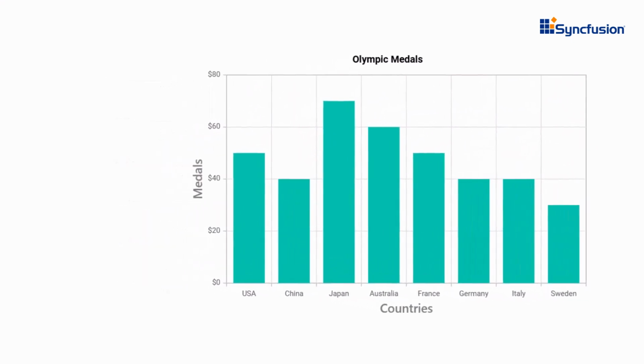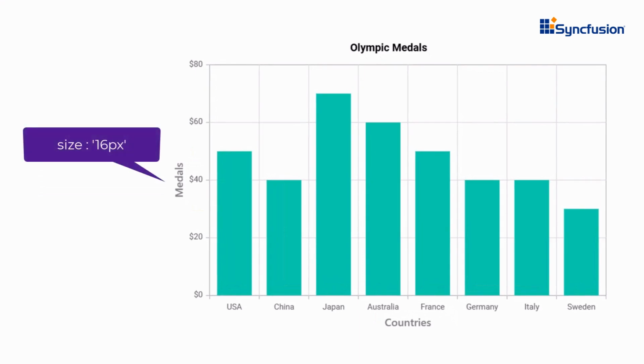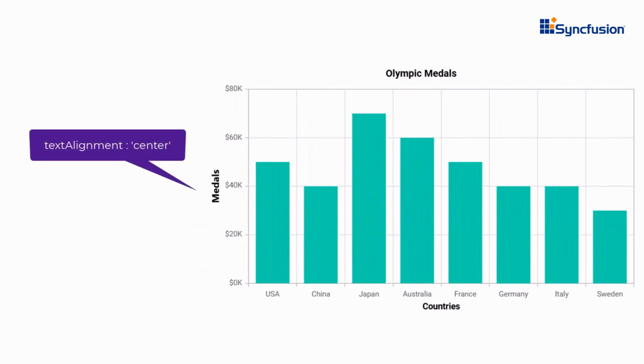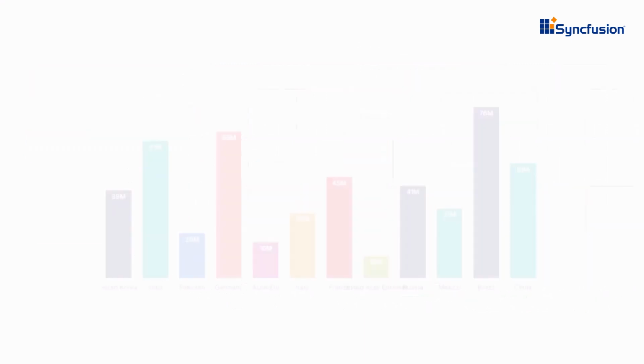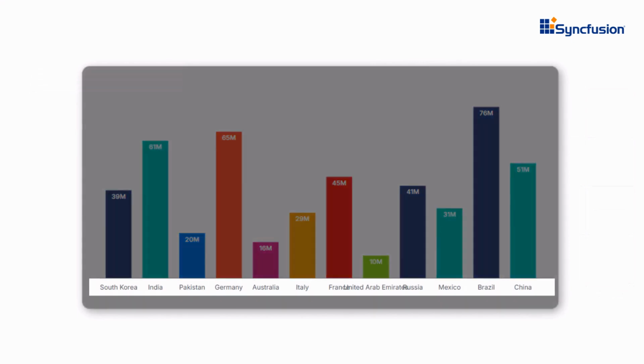Let's move to styling. Add a clear title to your axis using the title property, and style it to match your app's design. You can set the font size, color, and weight, and align the text using textAlignment. Choose from Near, Center, or Far. Labels make your chart easier to read, and Angular charts handle them intelligently.